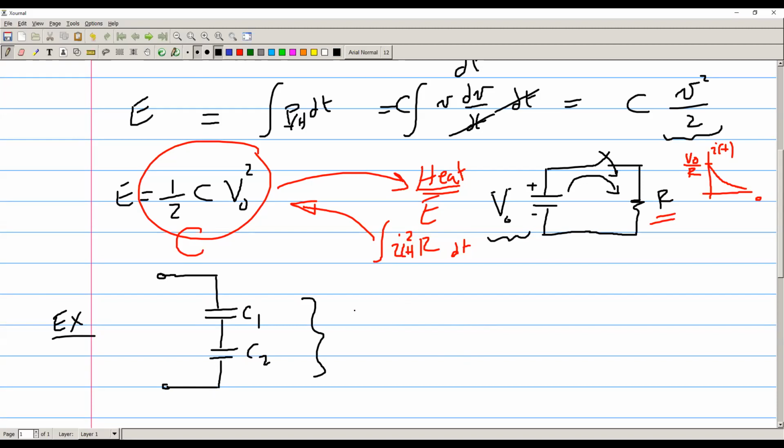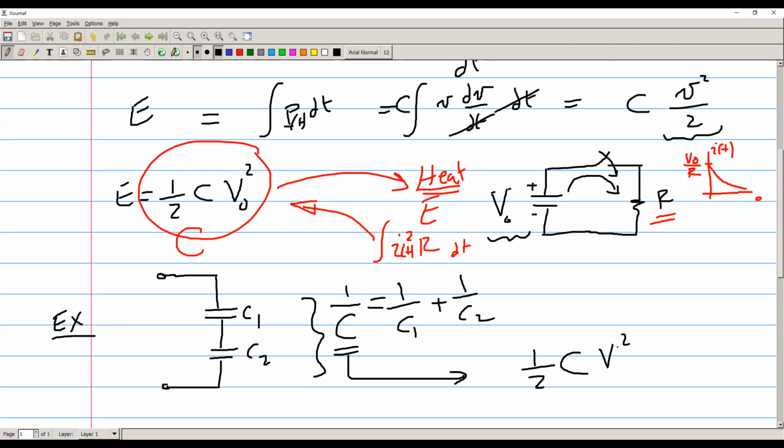Basically, it's very simple, actually. What you need to do is get the C equivalent. Just use this equation. Once you get the equivalent capacitance, the total energy is 1/2 C V square, V total here.